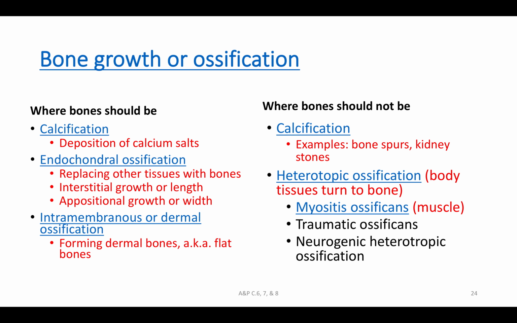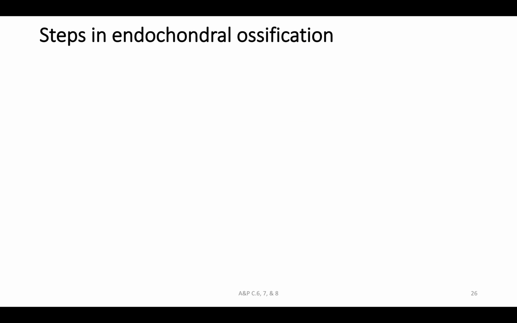There's two different types of growth you need to be familiar with. Interstitial, which means our bones are growing in length, and appositional, which means our bones are growing in width. Now, some flat bones, like the bones of your skull, are formed through intramembranous or dermal ossification. And then we looked at some different pathologies of what happens when bones grow where they're not supposed to.